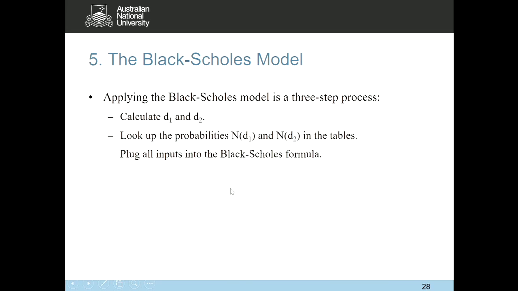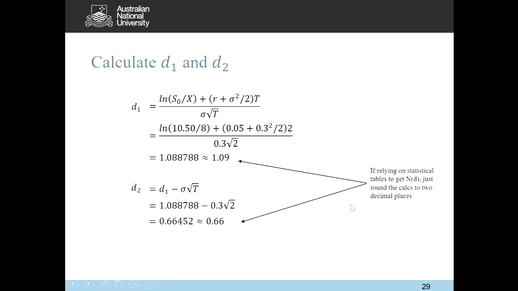Every single time I apply the Black-Scholes formula, I think of it as a 3-step procedure. The first step is to calculate your d1 and d2. The second step is to look up the probabilities, which are your N(d1) and N(d2), in your statistical table. Then the last step is simply to plug everything into your Black-Scholes formula. So let's start with d1 and d2. We know the current stock price is $10.50. It has a strike price of $8.